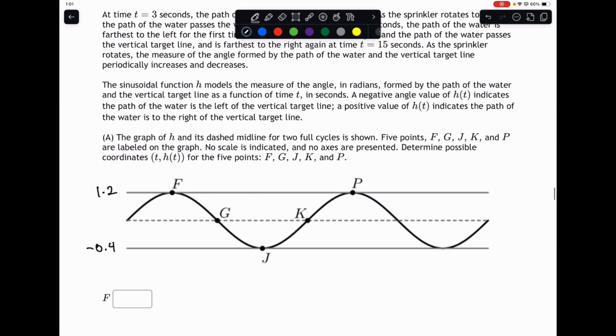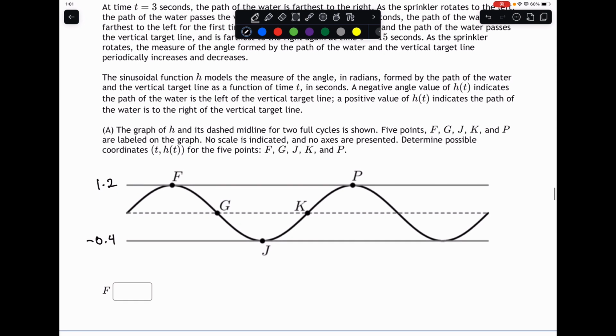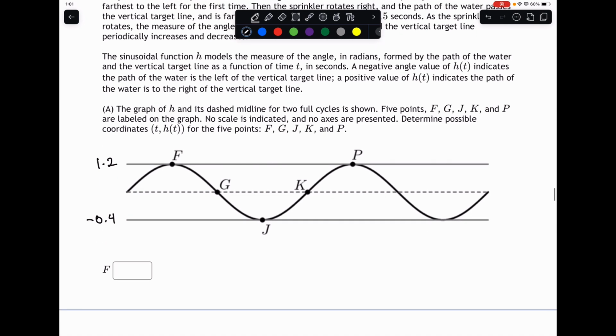Now to figure out what the midline is, or what the middle is, all we need to do is add these two numbers up, 1.2 plus negative 0.4, which gives us 0.8, and divide that value by 2, which is equal to 0.4.